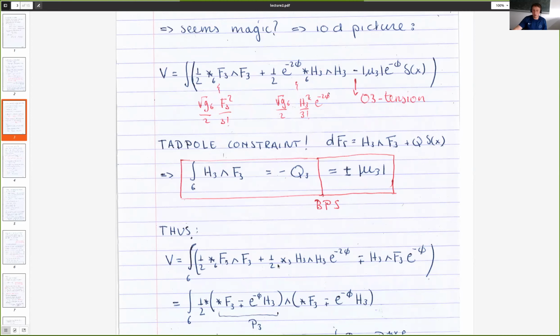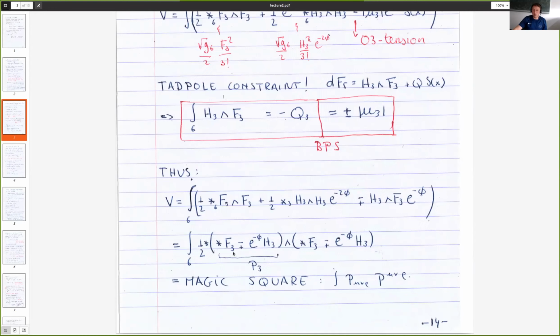There's a 1/2 here. There's a 1/2 here. There's an e to the minus 2 phi. There is no 1 over 2 here, and there's an e to the minus phi. So indeed, I can easily group these together, right? And I'm saying this is a square of a 3-form. So I can write this as star P3 wedge P3. And what is P3? P3 is exactly this combination, right? So why am I saying this is a total square? Well, this is the Euclidean metric that is raising the indices. So I essentially have P squared. And this is the magic that I wanted to show you.